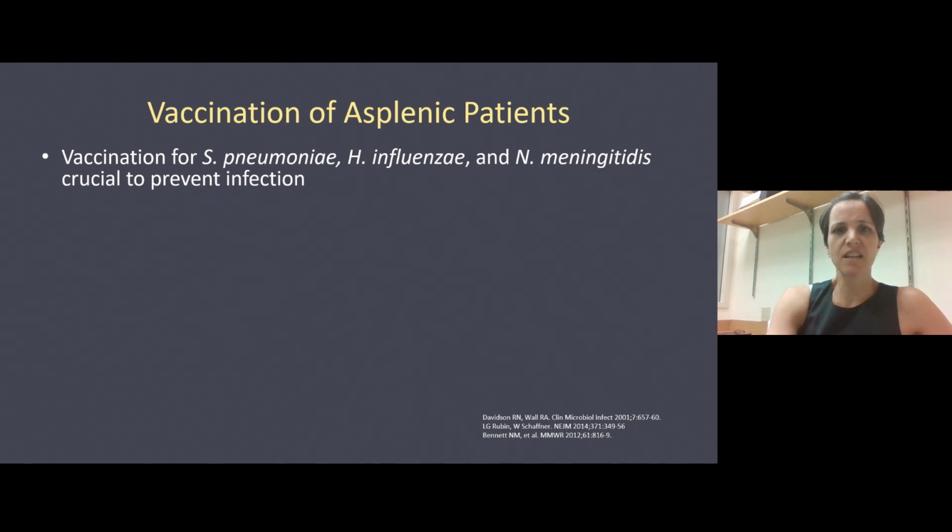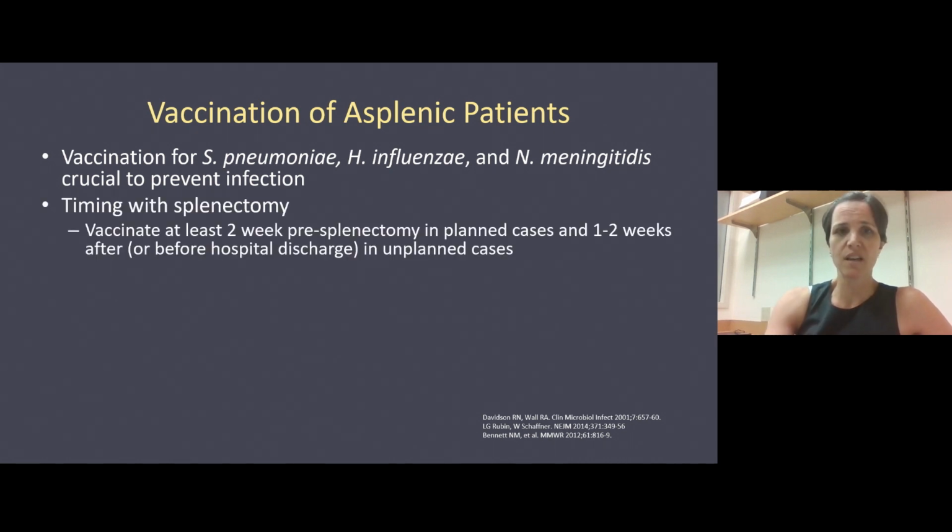So vaccination is really the key for these three pathogens. The timing: typically we would vaccinate 2 weeks before the splenectomy in planned cases and within a week or two after in unplanned cases. And what I would say is that in unplanned cases, the most important thing is to vaccinate them before they leave the hospital. Don't miss the opportunity by dickering over the exact right timing. Just get the vaccines in before they leave so that you don't miss the opportunity if they're lost to follow-up.